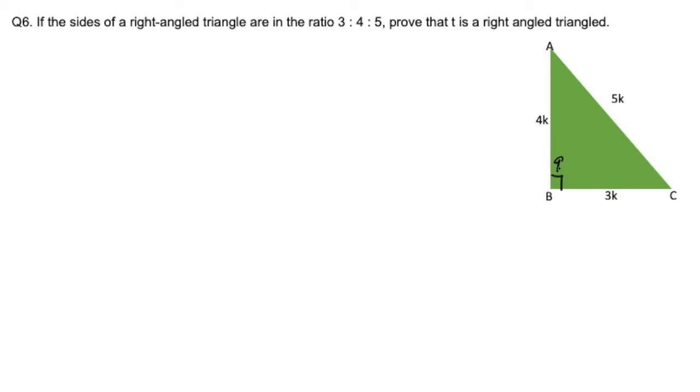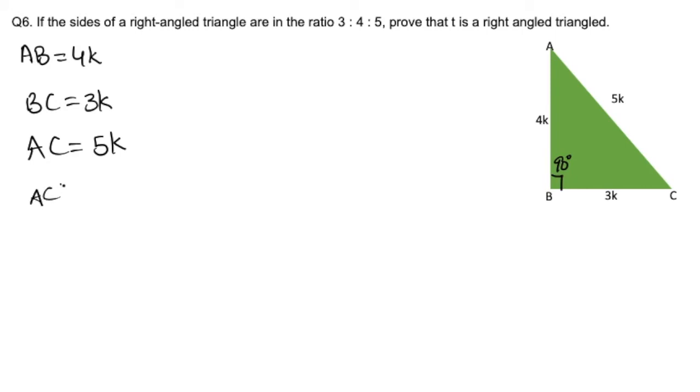We have to prove that it is 90 degree, or we have to prove that in this case also the Pythagoras theorem is true. So for this also, let us suppose the value of AB is given as 4K, the value of BC is given as 3K, and the value of AC is given as 5K. So let's check whether the squares are equal or not. Since the sides are given for a right angle triangle, we can apply Pythagoras theorem. AC square here means 5K whole square, or this will be equal to 25K square.